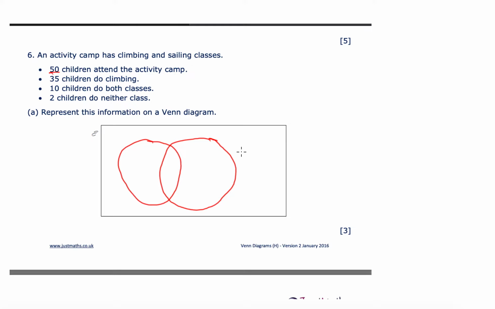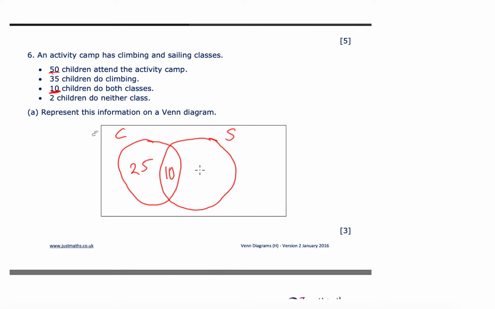So 50 people in total, and again, we're going to start from the intersection part. So we're going to start from the people who do both. There's 10 children here who do both, and if there is 35 who do climbing, I should have mentioned this was climbing and this is sailing. 35 children do climbing, so there needs to be 35 people in this circle here, and 10 of them are already here. So 25 must be here.